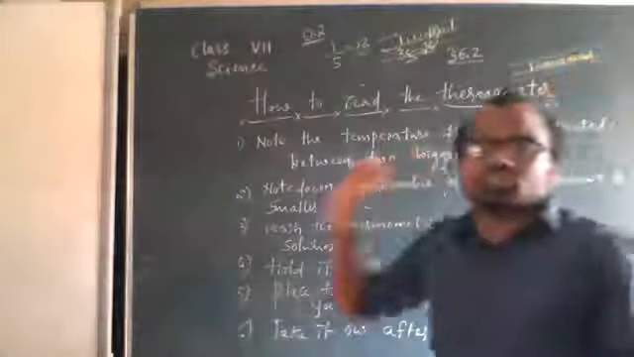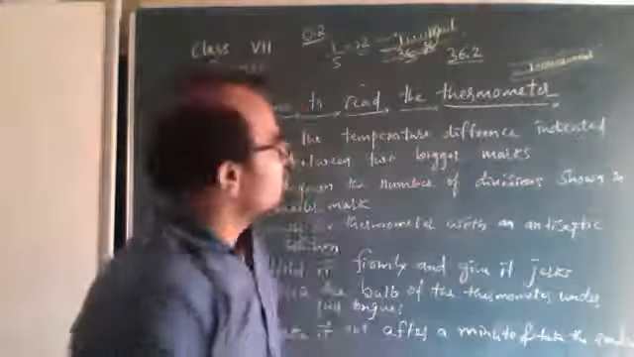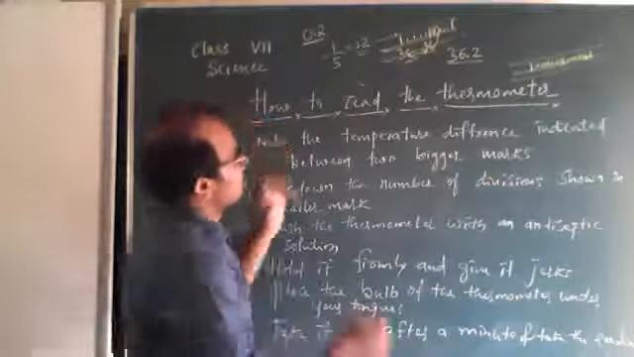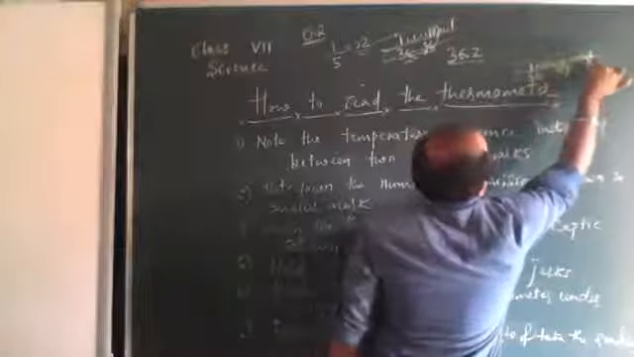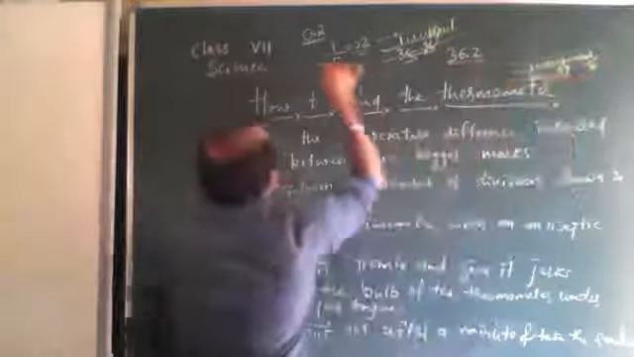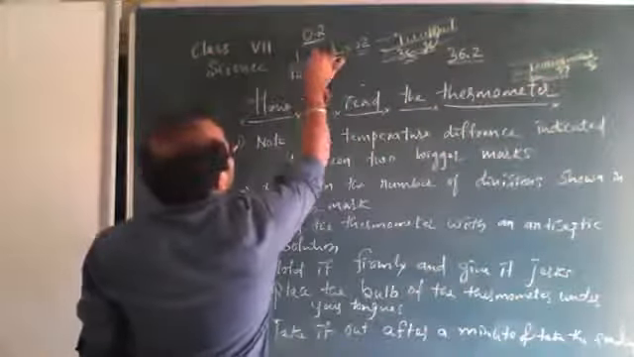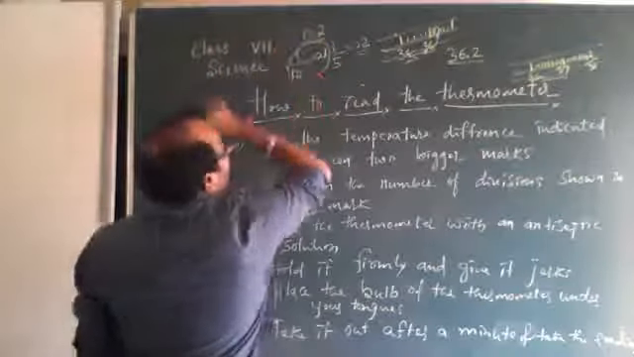So in between, how many are there? 10 are there. So then what happens, look: 35 or 36, 37, 38, the difference is again 1. So divided by 10, 1/10 is equal to 0.1.